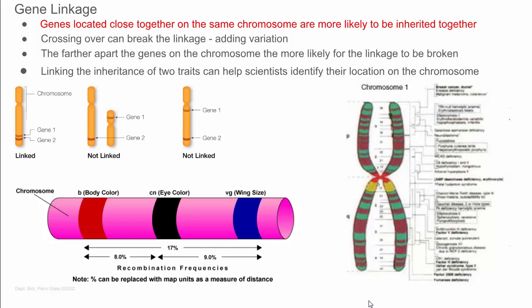And so scientists have used this to map out where on a chromosome different traits are located by looking at how often they are inherited together and how often they get separated. And so they've created maps of the chromosomes, and we know which alleles, which characteristics are coded for in different parts of the chromosome.